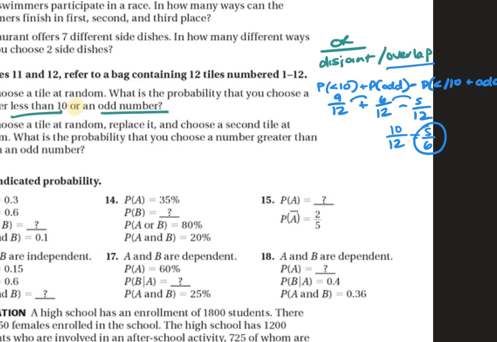If it was less than 5, or greater than 7, those can't be the same. So that would be disjoint. And then you would just do the probability of each and add them together.